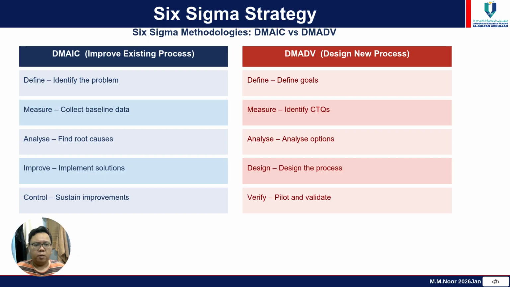DMAIC is used to improve existing processes by identifying problems, measuring performance, analyzing root causes, implementing improvements, and controlling the process. DMADV, on the other hand, is used when designing new products or processes. It focuses on defining goals, measuring customer requirements, analyzing alternatives, designing solutions, and verifying performance. Since this project focuses on improving an existing assembly process, DMAIC is the most suitable approach.